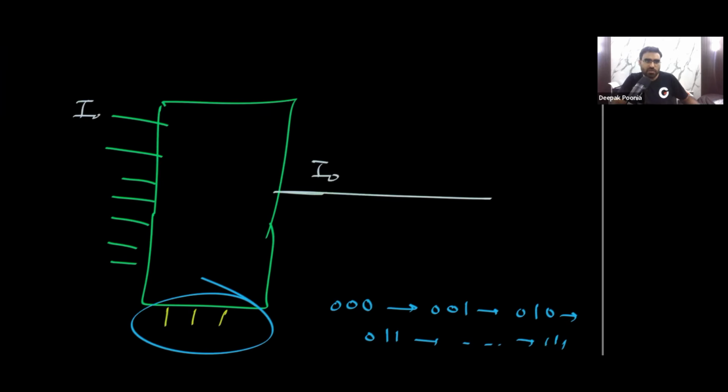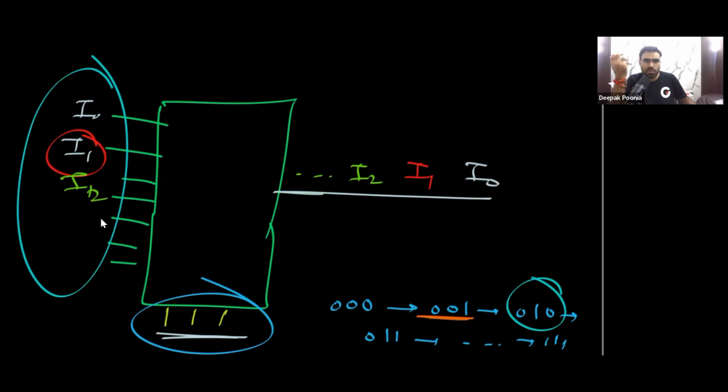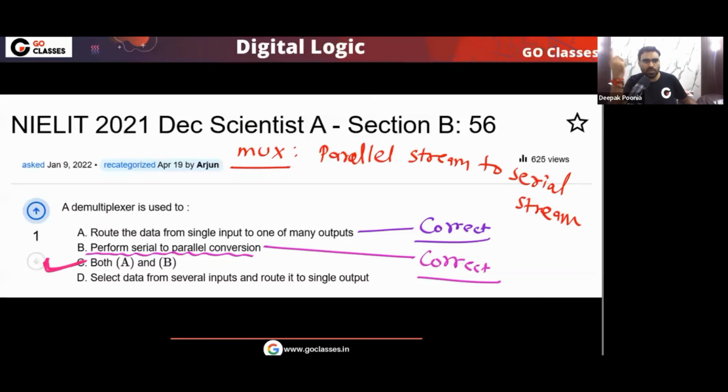Then if we change the select input to 001, with the help of a counter or a clock, this I1 will go to the output. If we change the select input again, this I2 will go to the output. Like this, you can see that we have converted the parallel stream to a serial stream with the help of a multiplexer. So that's it for this question. The answer will be option C.